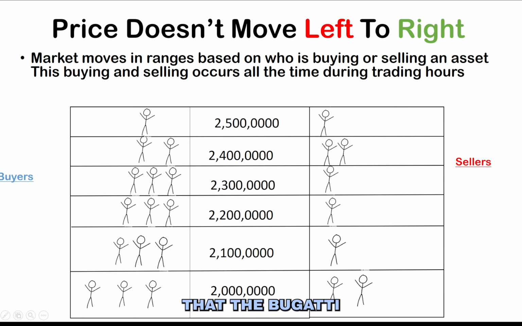You can see that the Bugatti is worth $2 million. How many buyers do we have here and how many sellers do we have here? There are not enough sellers to stop the buyers. There's too much demand for this Bugatti. So what's gonna happen to the price? It's gonna keep on going higher until that demand decreases, until the market can decide a good price for that Bugatti. Right now, the demand for the Bugatti is greater than the amount of sellers.